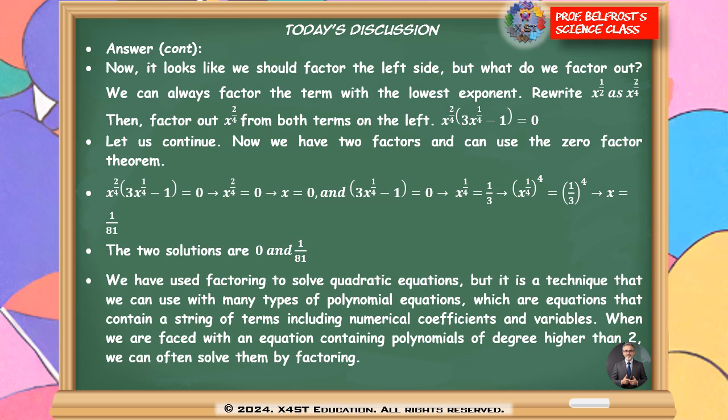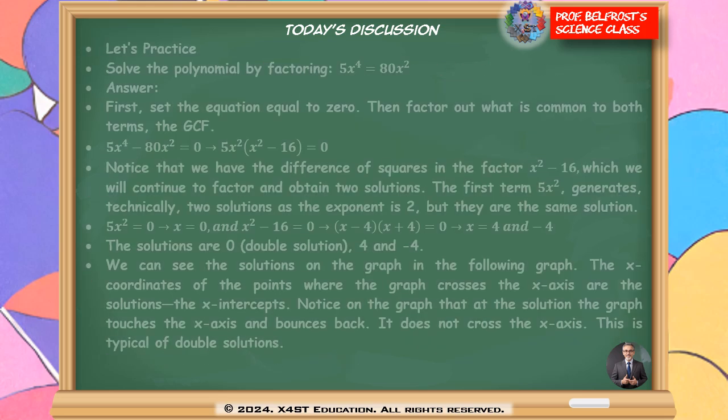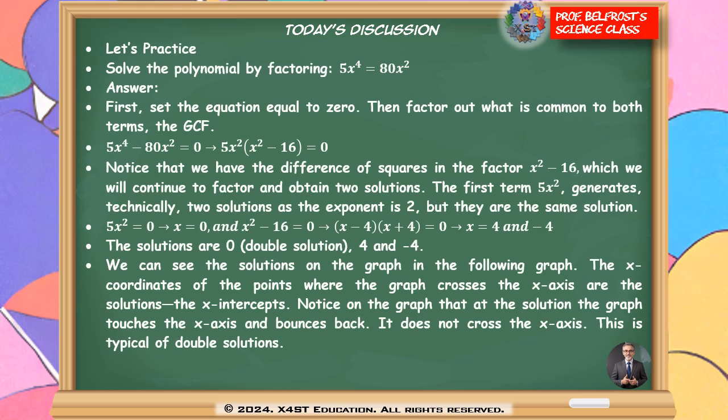So we have used factoring to solve quadratic equations, but it's also a technique that we can use in many types of polynomial equations. Once again, what is a polynomial equation? A polynomial equation is an equation with degree higher than 2. So we still need factoring. Let me show how to do the factoring with this.